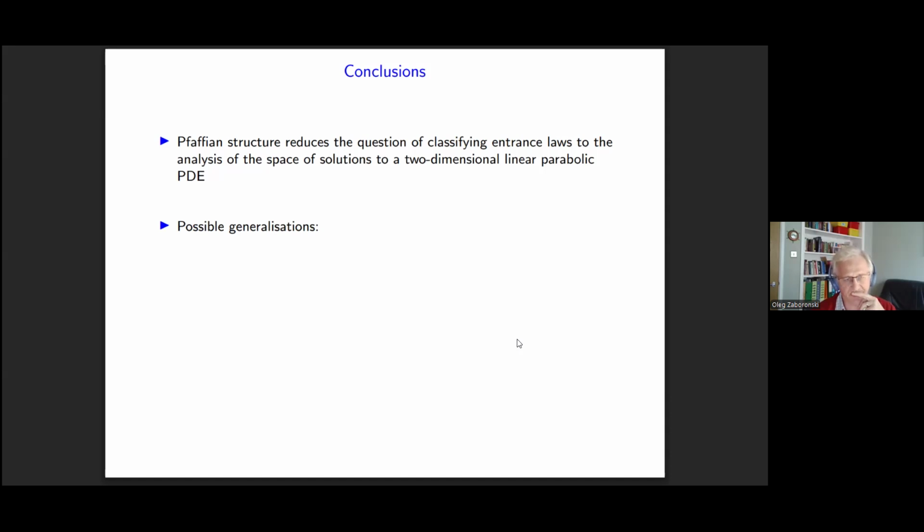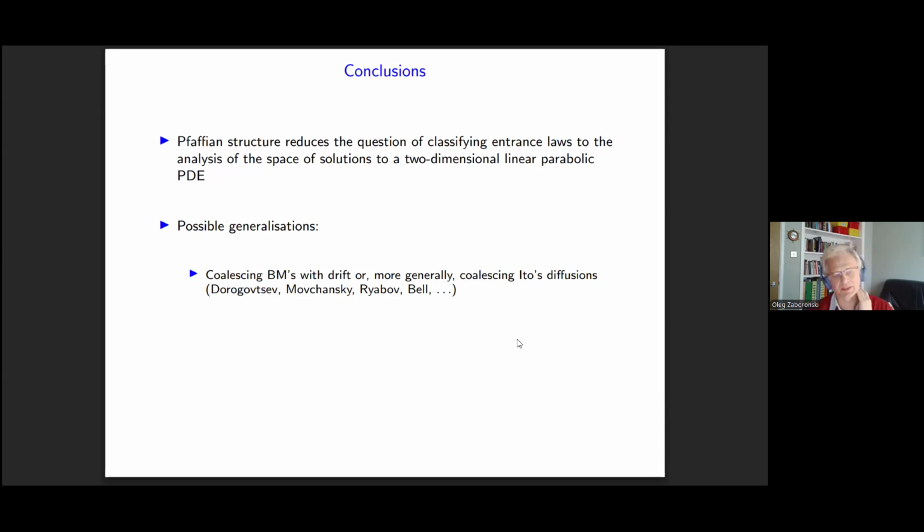For instance, at the moment we're discussing a very interesting model with Andrei and Mykola. This model consists of coalescing Brownian motions, but with drift, or more generally coalescing Ethos diffusions. And this model has some very non-trivial behavior for certain choices of the drift. And it has been worked on by Rogovtsov, Marchansky, Ryabov, Bell.